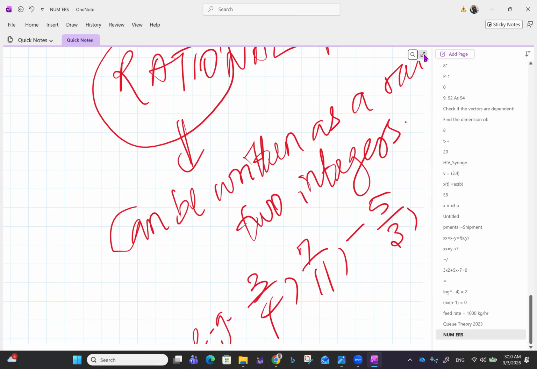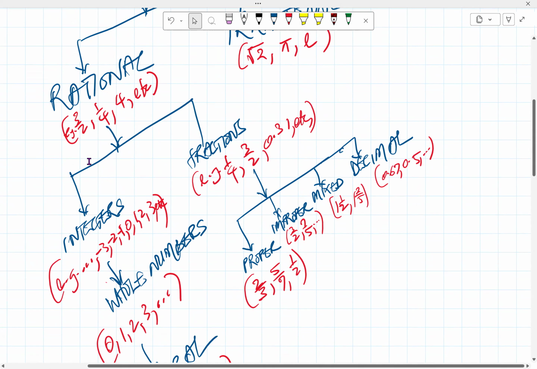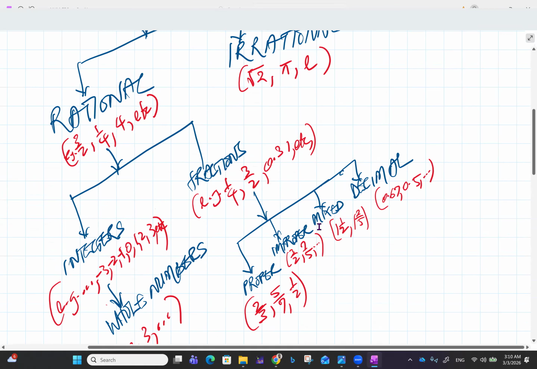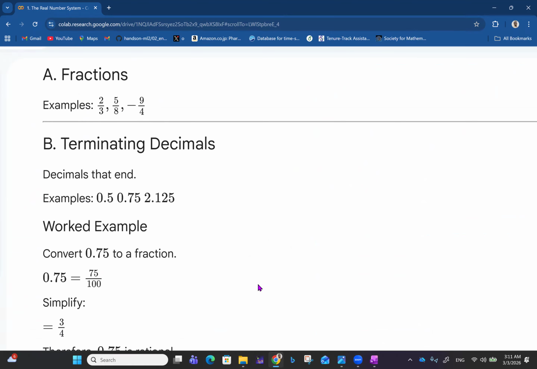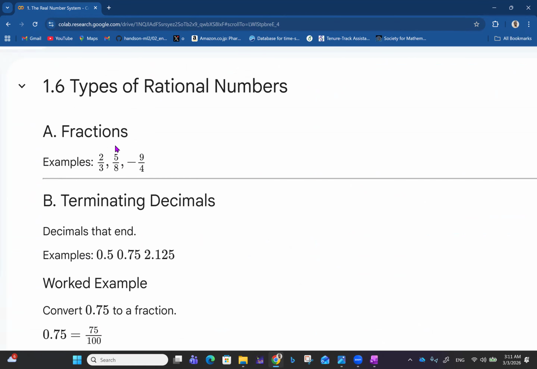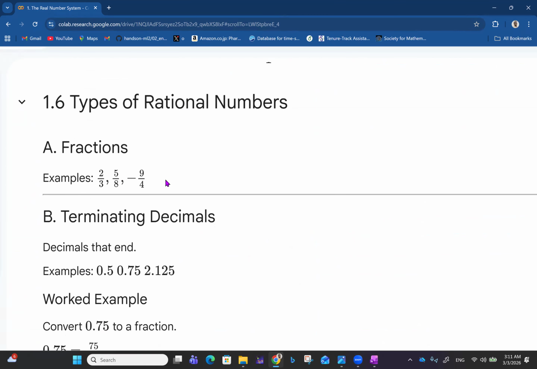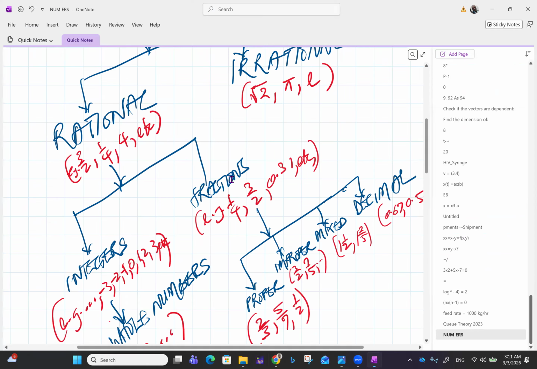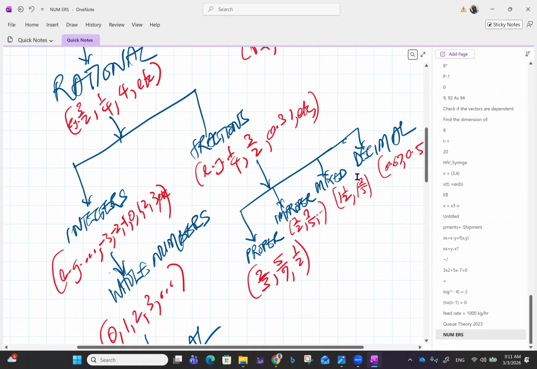Let me look at how we can figure that out. Of course, we already know all integers are rational. So that's settled already. All whole numbers are integers too, right? And so on. Then we can talk about types of rational numbers. I talked about fractions like 2 over 3, 5 over 8, minus 9 over 4. So fractions are rational numbers. I think I talked about that in my classification here. And then we have different types of fractions like proper, improper, mixed, and decimal fractions.